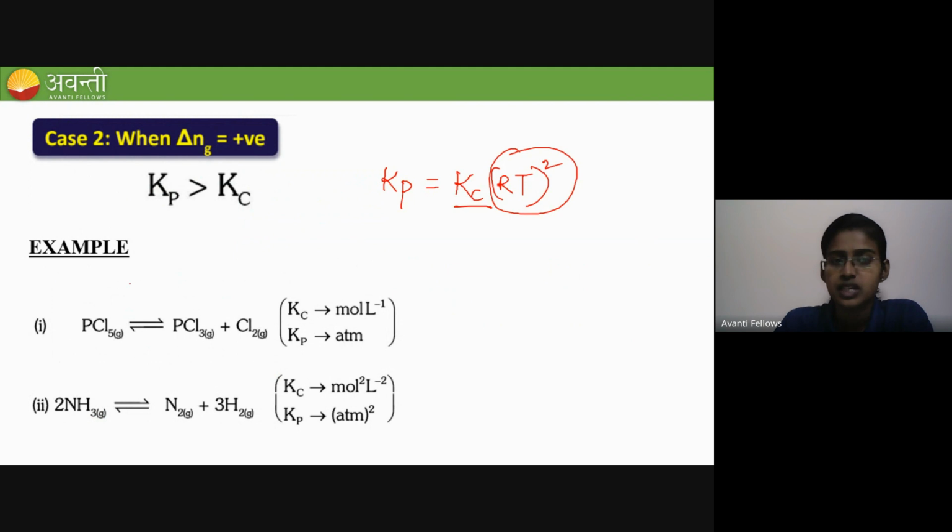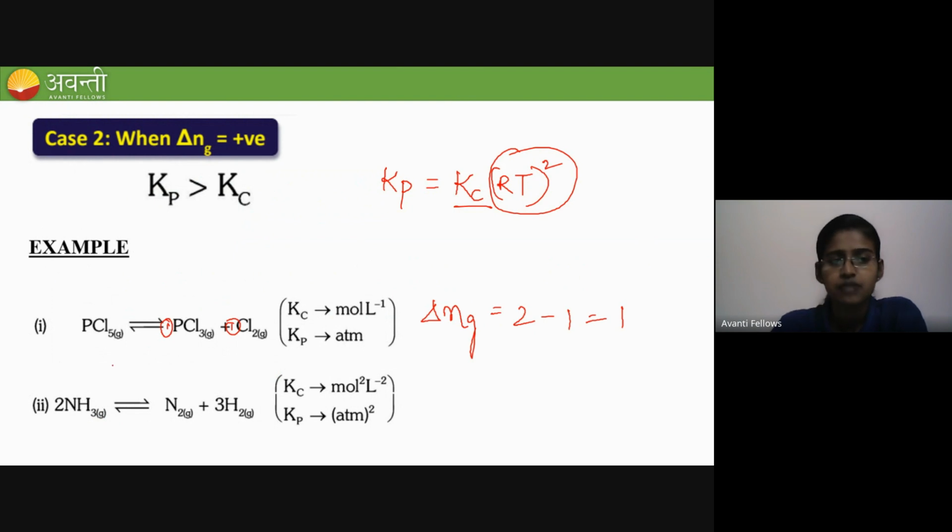See here, on the product side we have 1 plus 1, 2 moles, and the reactant has 1 mole, so delta Ng is positive. We are having 1, so it is greater than 0. For Kc, mole per liter is the unit, and for Kp, atmospheric pressure is the unit.